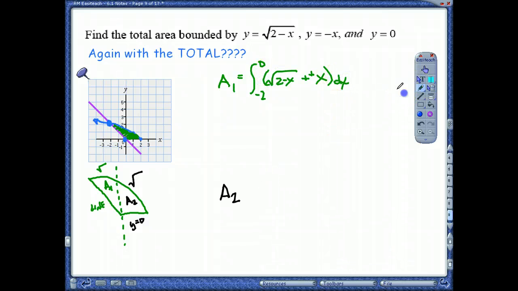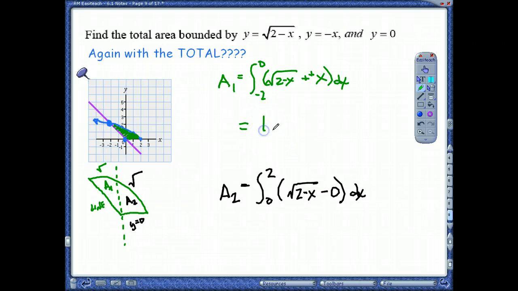Area 2, I'm going from 0 to 2, that square root, and then I'm subtracting the y equals 0 line. Now if you don't want to put the minus 0, you don't have to. These don't come out to be nice and pretty. When I put this first one in my calculator, I get 1.44777153. Remember, our final answer has to be accurate to 3 decimal places, so don't just take it out to 3 decimal places, take it out further.